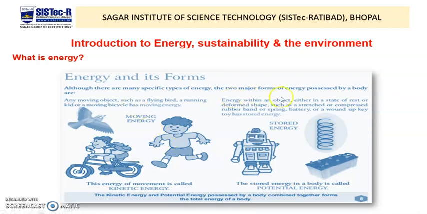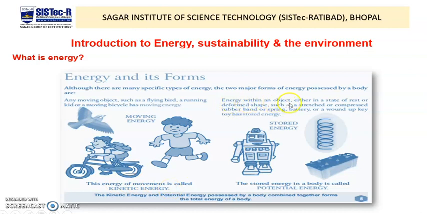The two major forms of energy possessed by a body are kinetic energy and potential energy. Any moving object such as a flying bird, a running kid, or a moving bicycle has moving energy. This energy of movement is called kinetic energy.